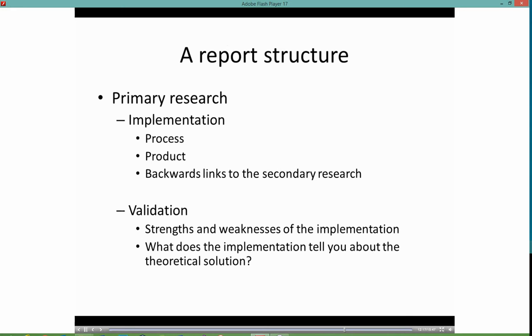In the validation section, you need to evaluate the merits of the implementation and discuss what light it throws on the theoretical solution. This is a very important section because it reveals your powers of analysis. You should be honest and put equal emphasis on the strengths and weaknesses of both process and product. Even if the product is disappointing, this can be mitigated by following a good process.